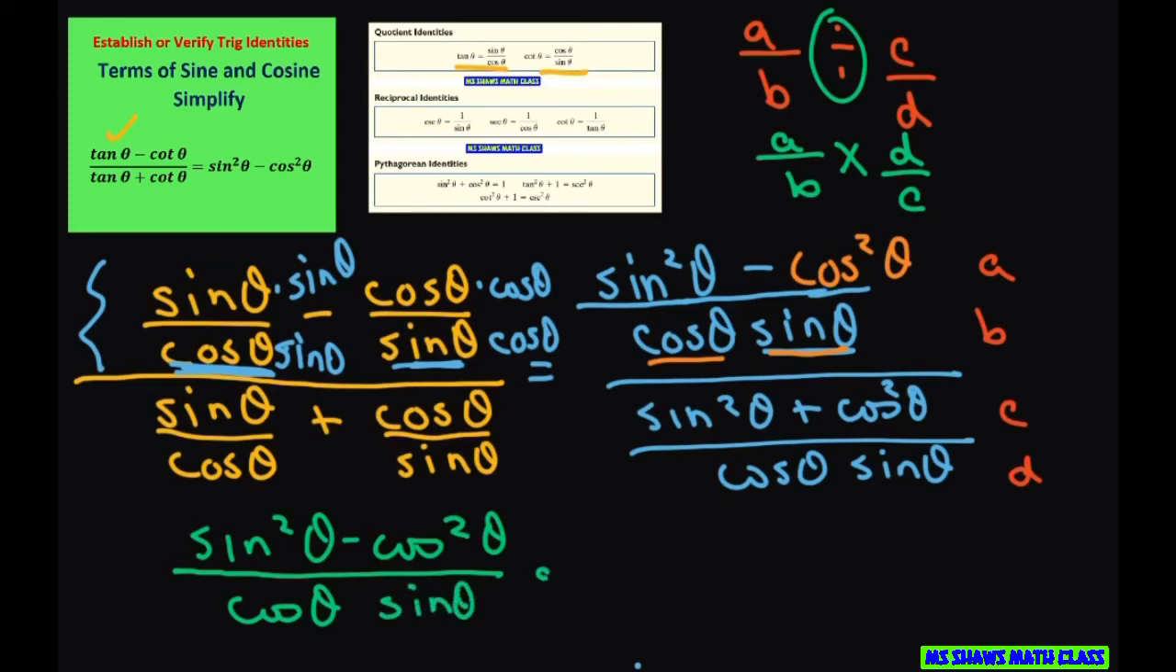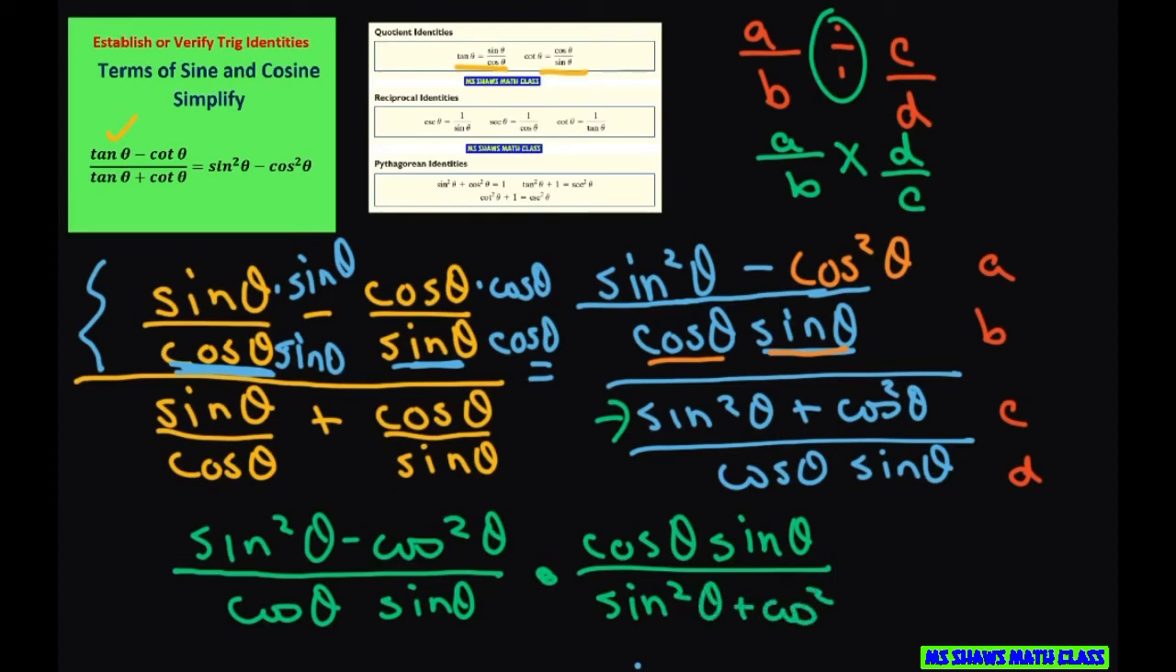And then we're going to say times, and then we're going to write our D part, this is cosine theta, sine theta, and then your C part goes down here. Sine squared theta plus cosine squared theta.